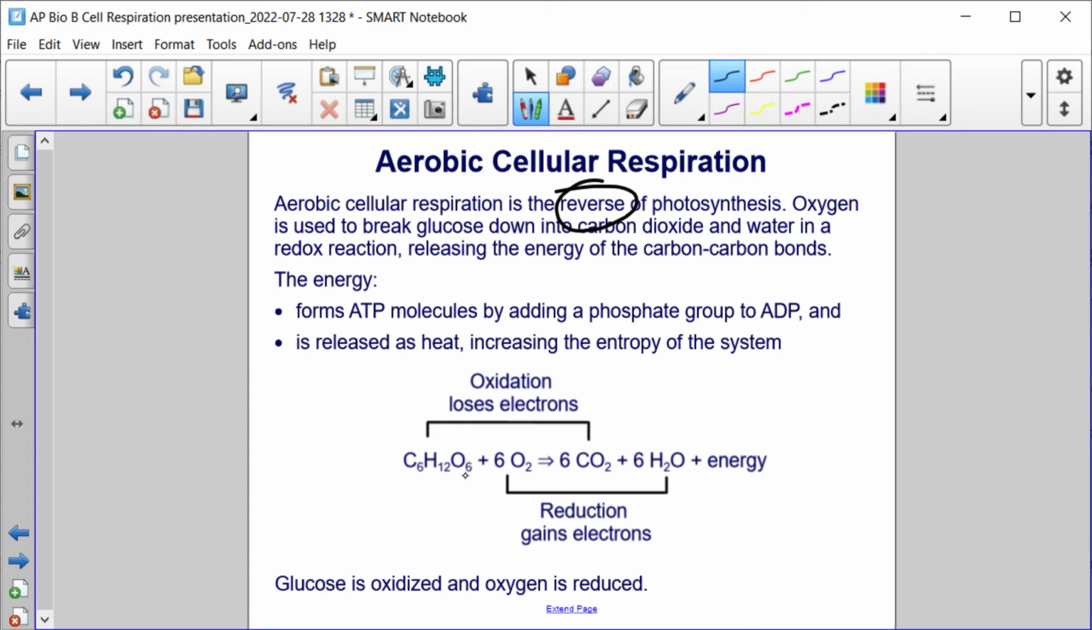The energy released forms ATP molecules by adding a phosphate group to ADP and is released as heat, increasing the entropy of the system. Glucose is oxidized, it loses electrons, and the oxygen is reduced, gaining electrons in the reaction.